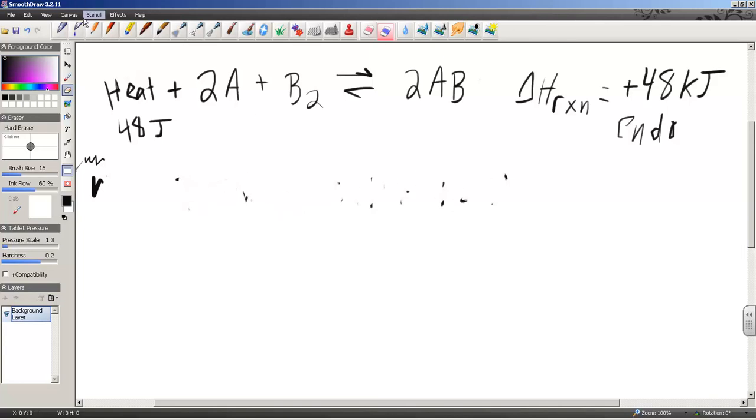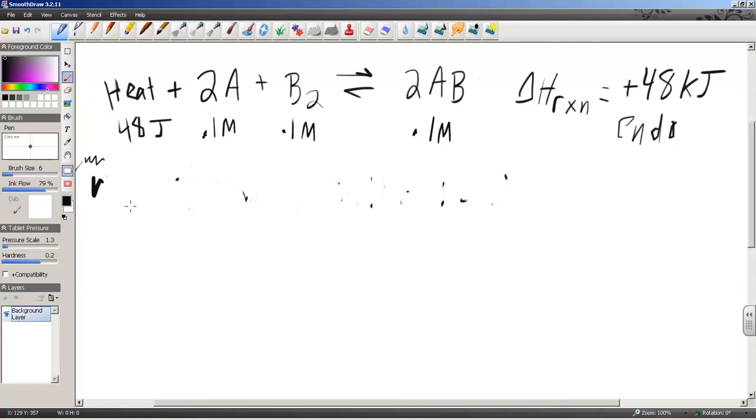But now let's pretend I increased A. Well, I'm going to start out with an initial. Think about an ICE table here. I'm going to initially say I've got 0.1 molar of this guy, 0.1 molar of this guy. Well, I'm going to not say initially. Let's say at equilibrium, I've got for this compound 0.1 molar of everything.